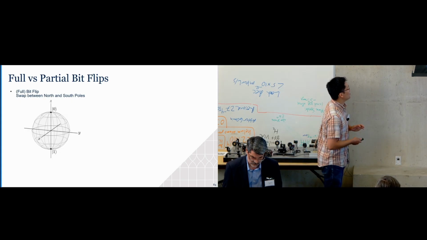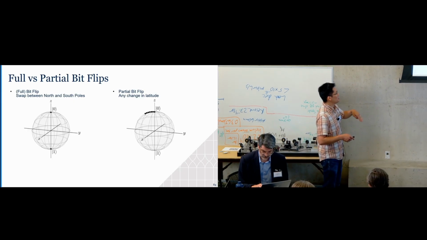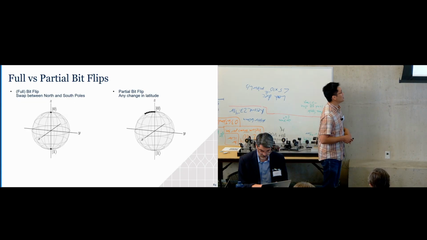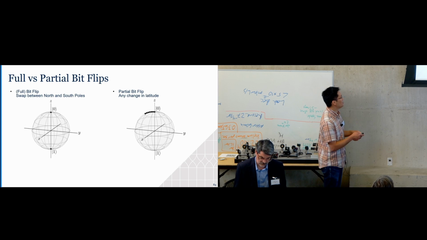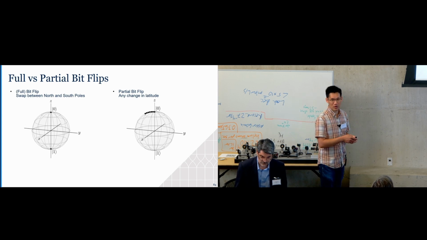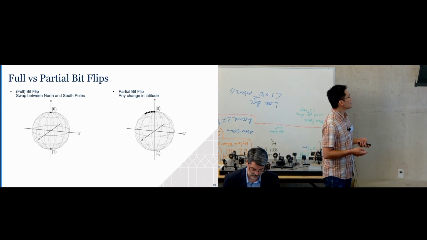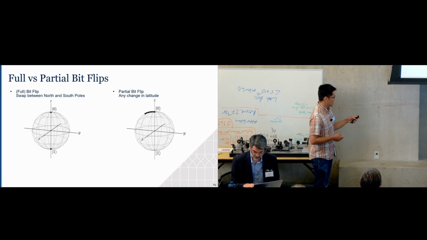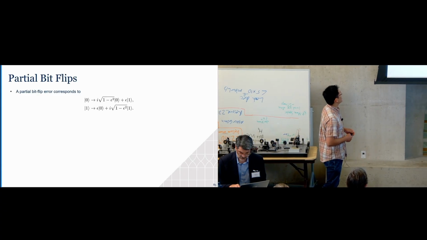But in a quantum computer, you can have any change in latitude correspond to a partial bit flip. So instead of being entirely 0 or entirely 1, you went from entirely 0 to mostly 0, but a little bit 1. And that still constitutes an error. And so we're going to investigate now, what do you do with partial bit flips, where you have any change in latitude. So a partial bit flip is going to correspond to this.